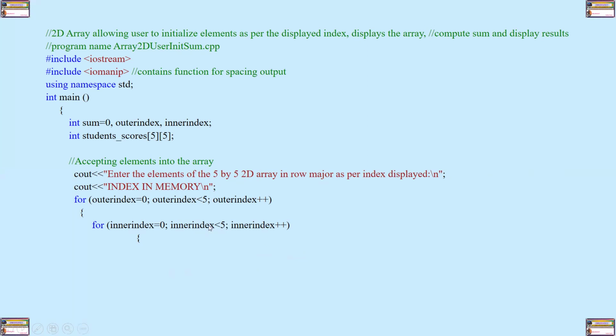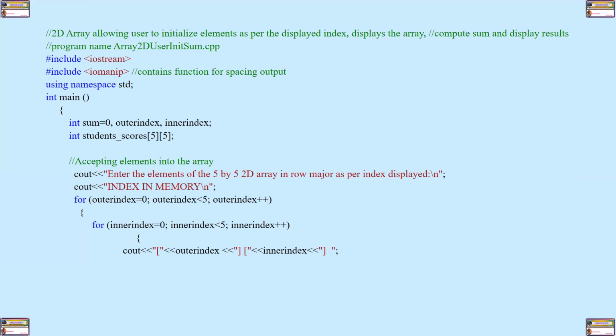So is 1 less than 5? Yes. So read now or request the user or write out a 0. Remember, the index has not changed. It remains 0. So 0, 1 right there. And then read value and enter it in memory location called student scores index 0, 1.